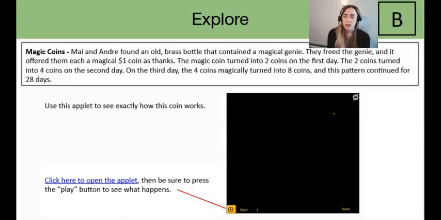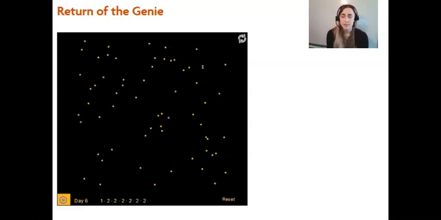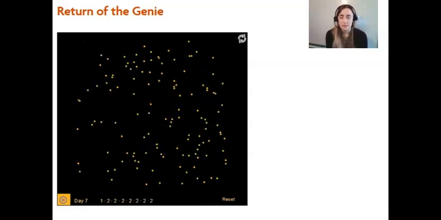So as you watch the coins doubling, pay attention to the expression at the bottom. That's showing us, while these coins are increasing, how we would represent that mathematically. So we're looking at the expanded form on the bottom.